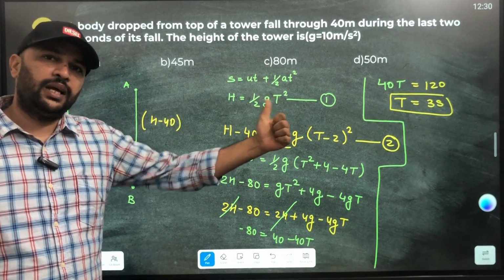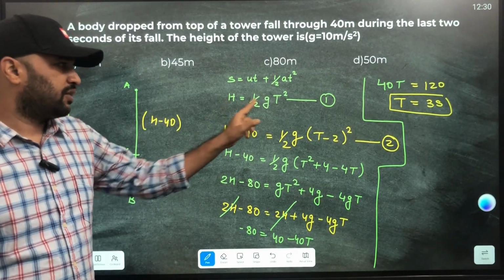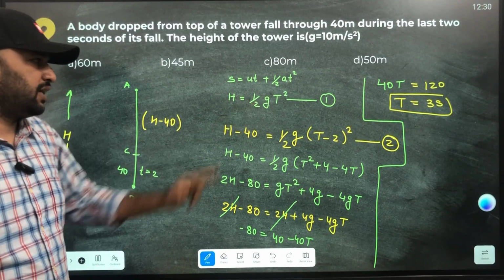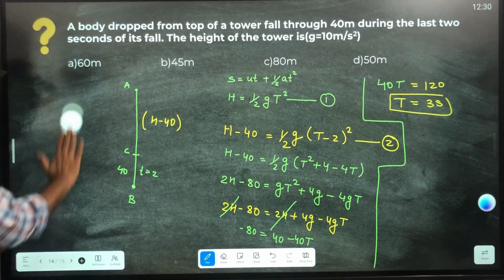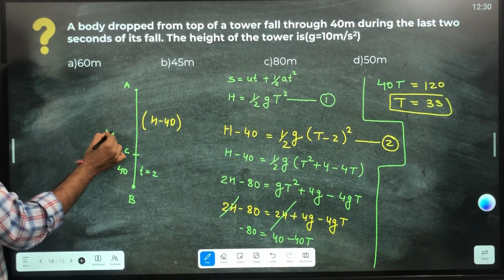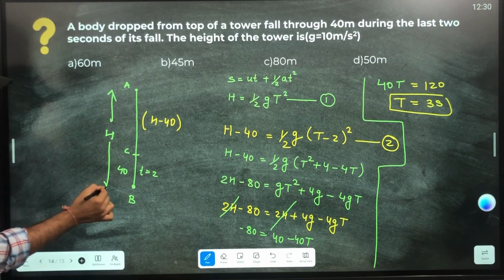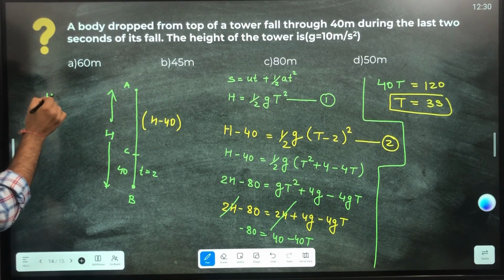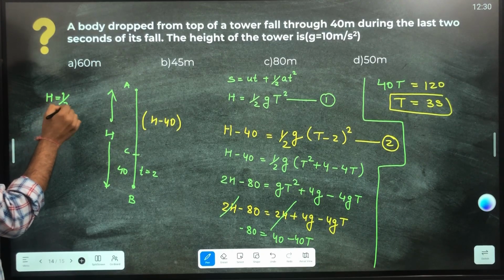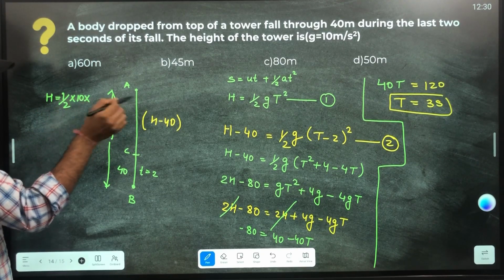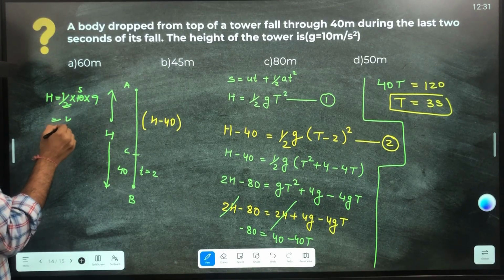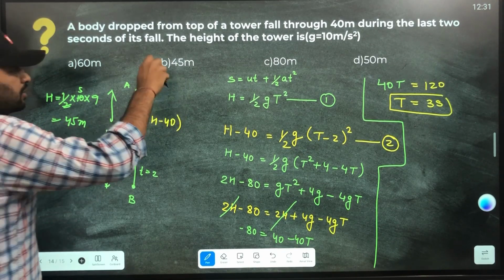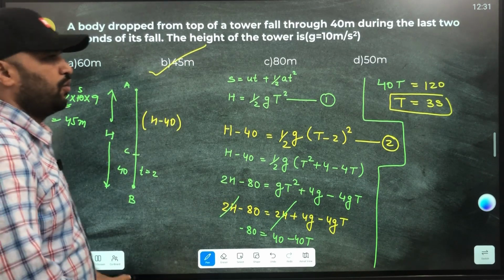Okay. If the total time is 3 seconds, can we figure out the height of this? Yes, put here t as 3 seconds in this first equation. So let me solve it here only. Okay, this is our h. So h must be equals to half g is how much? 10, and t square, which is 3 square, which is 9, cancels out, 5 nines are 45 meter. Option B is correct. So I hope you are getting these.